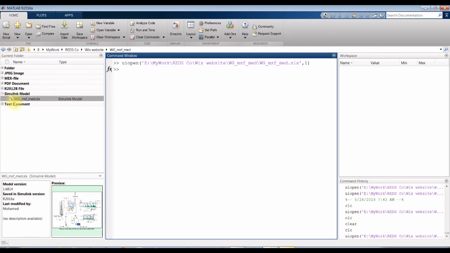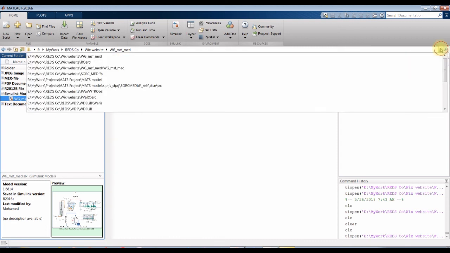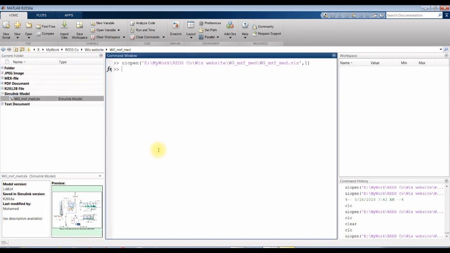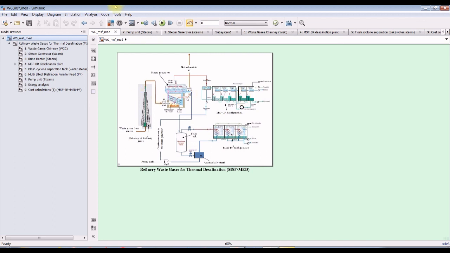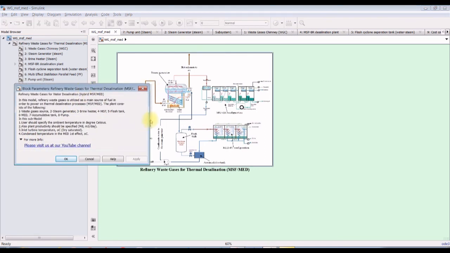Okay, let's go to our model. This is our model, and we have to double click on it. But first, we have to go to the destination folder after we download our model. The model should appear like this, as you can see here. There's some information about it.